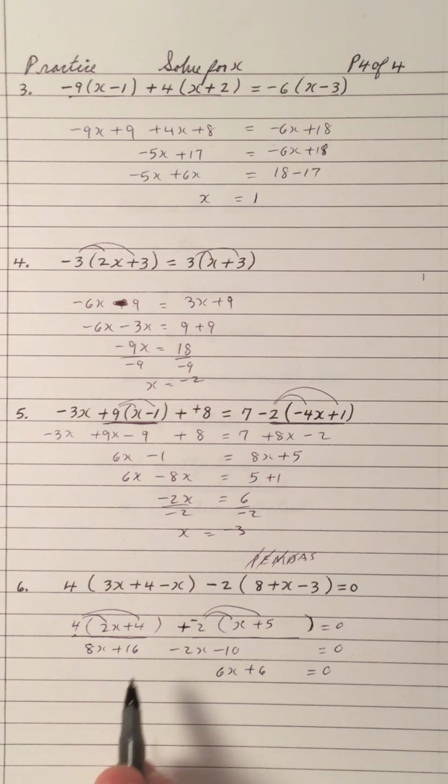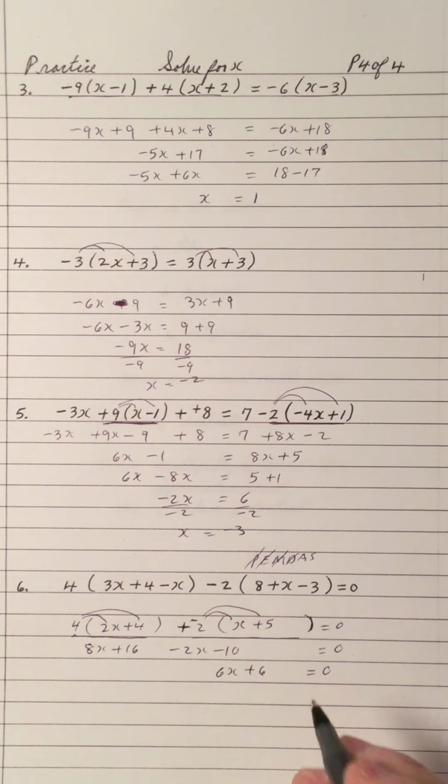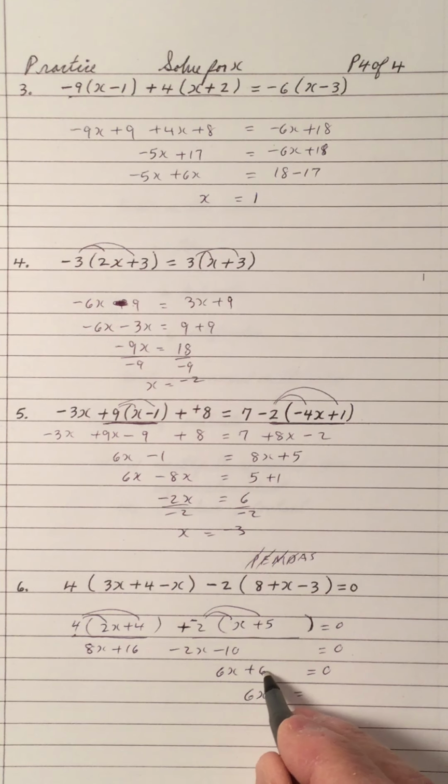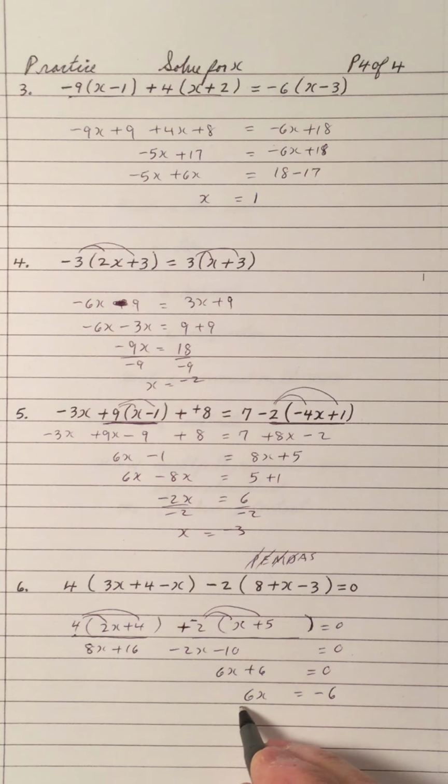Again, you could group them together, but when you know what you're doing, take a shortcut. And 6x is okay, it's on the left. The plus 6 goes to the right, becomes a minus 6. And then we divide each side by 6. And we get 6 divided by 6 is 1. 1 times x is x.